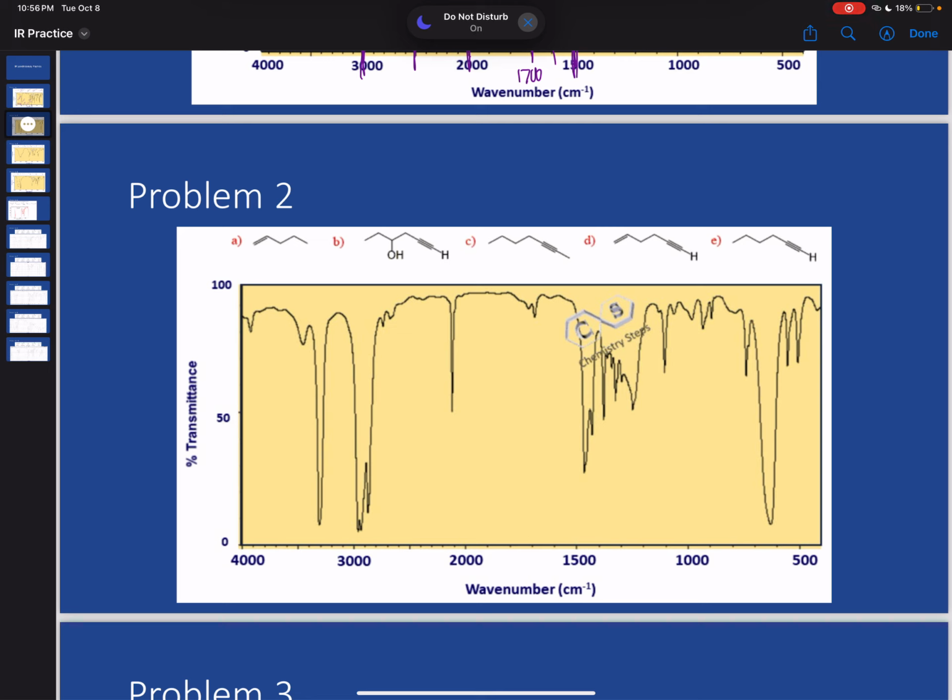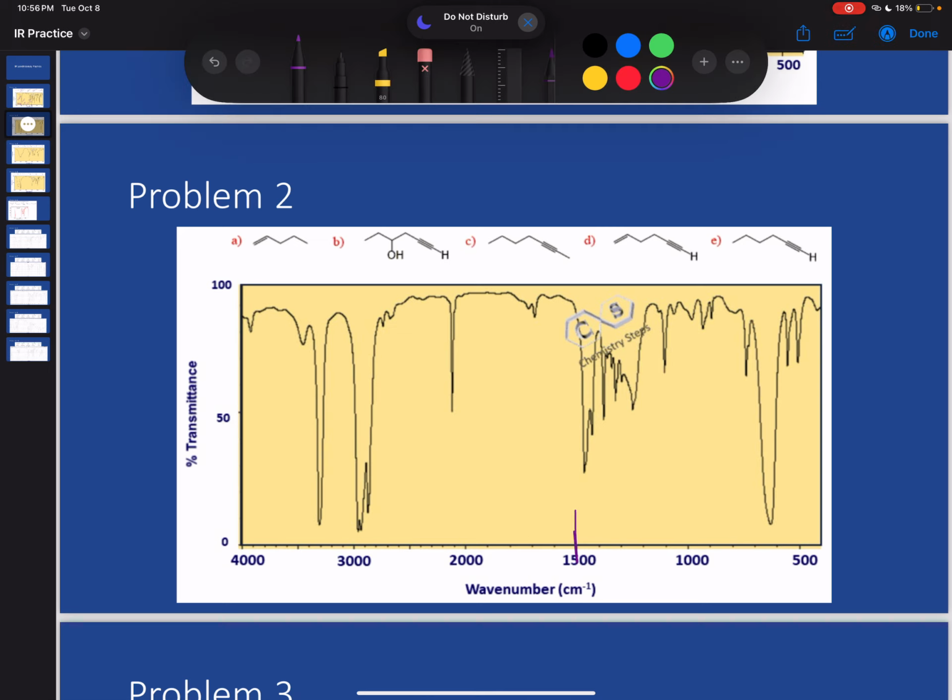So as always, I'm going to draw that line at 1500. Then I'm going to go to 2000. So that's going to be my SP2 region. Then I'm going to go to 2500. That's going to be my SP. And then everything else is just my hydrogen region.